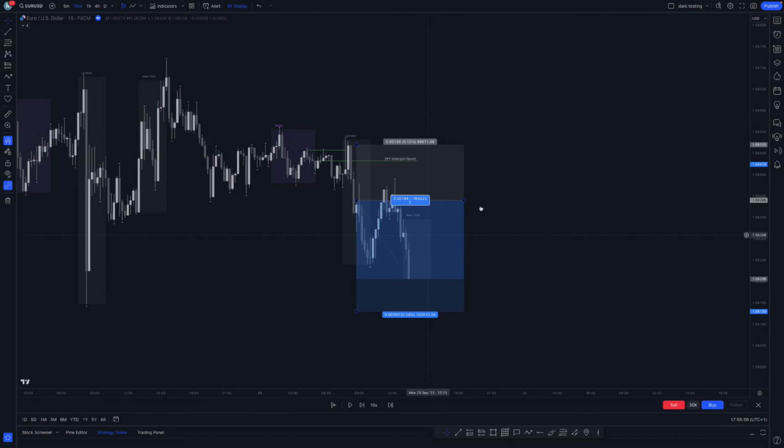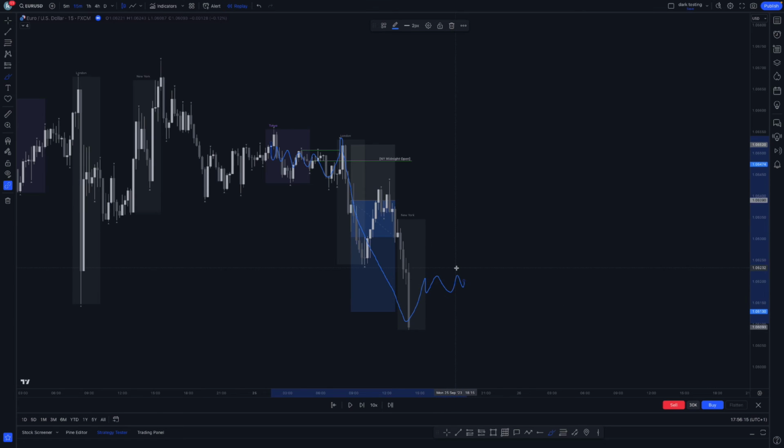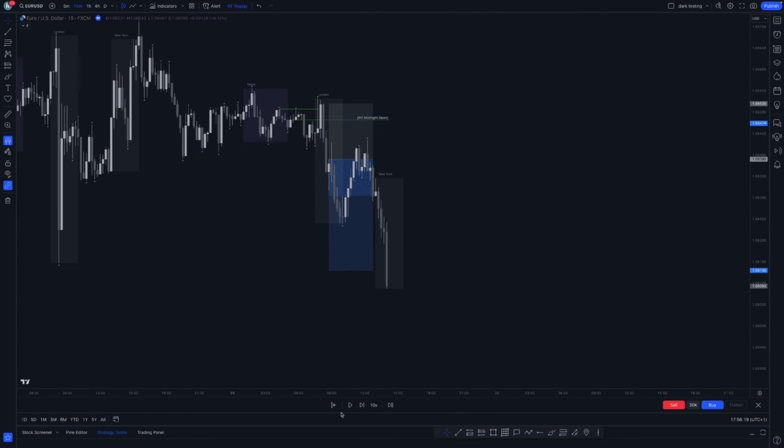Coming into New York session now, and the volume may start kicking in, and then as you can see, we come down, hit take profit, and what you will notice is we have got the power of three set up. We've got our open, high, low and close. So we come in, we trade up above New York midnight open, we trade down, and then we'll get a close somewhere around here. So what we can do is go to the next day and see what happens.